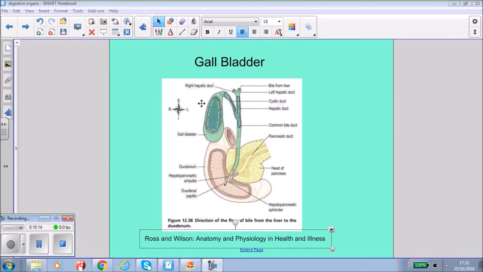And the gallbladder is a muscular organ, so it's basically a sac of muscular tissue. And when bile is required, the gallbladder squeezes and the bile goes back down the cystic duct and through the bile duct, the common bile duct, into the duodenum of the small intestine.